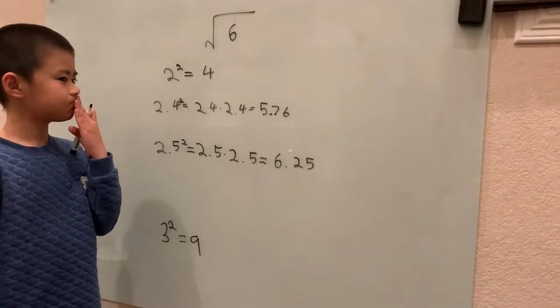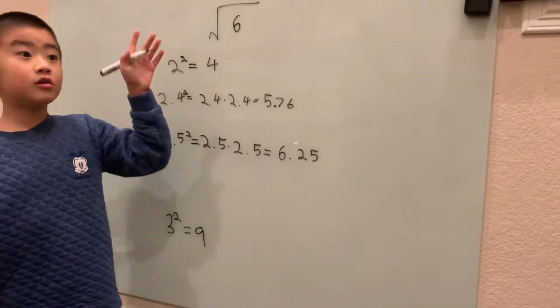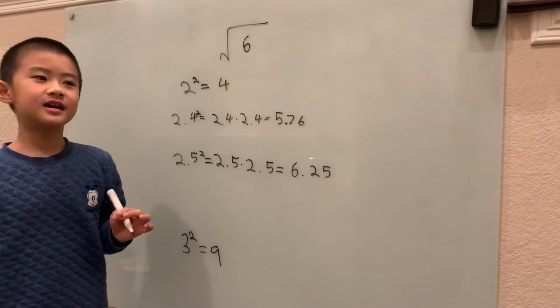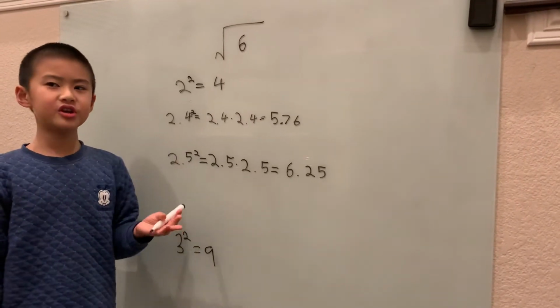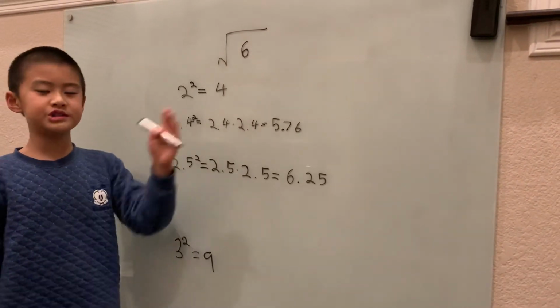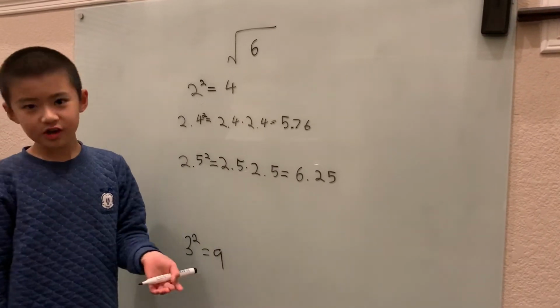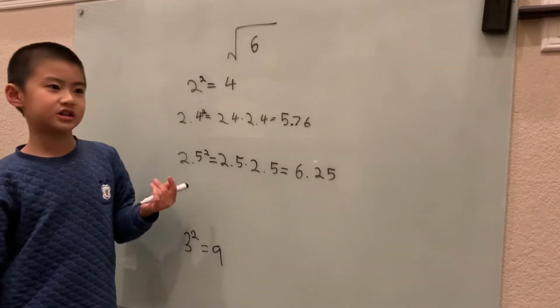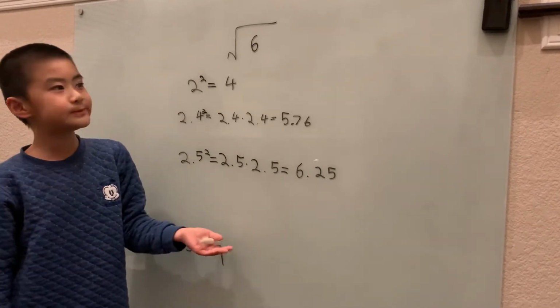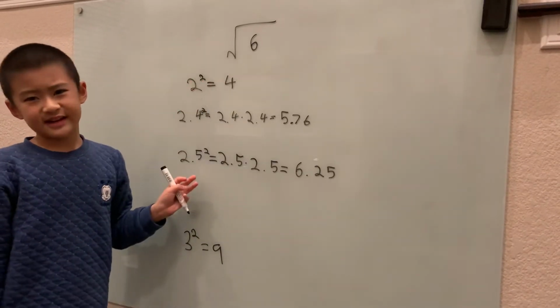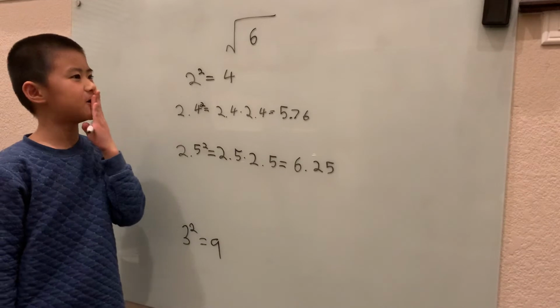And then you might say, oh, let's try fractions. But a fraction always equals a terminating decimal or a repeating decimal. Now we already know, no matter what you square, a terminating decimal or a repeating decimal, you're definitely not gonna get 6.